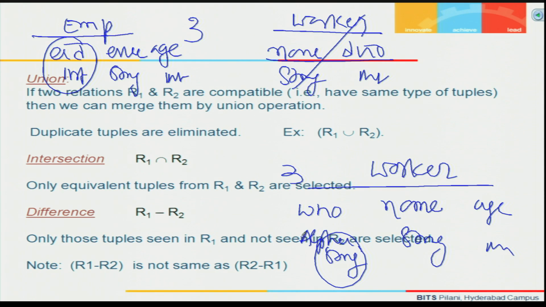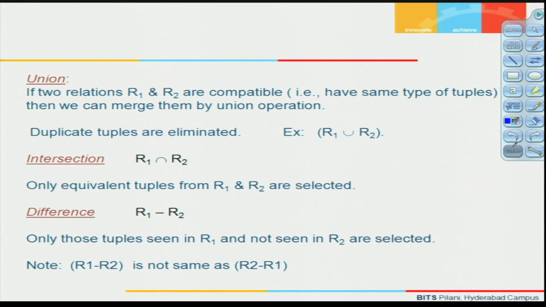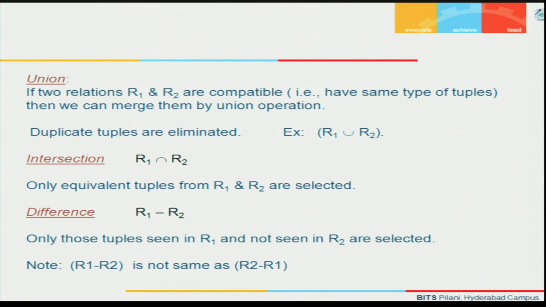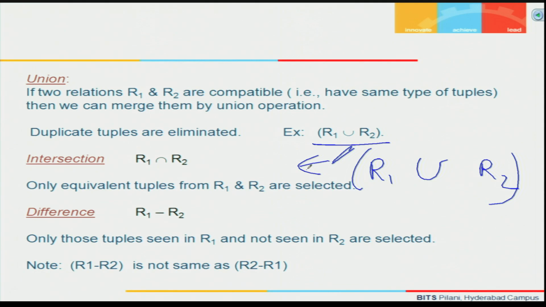And why am I able to apply these set theoretic operations? Because a relation can be seen as a set of tuples. That's why I am able to apply these set theoretic operations on the relations. Now, R1 and R2, what is the meaning? If you have a relation R1 and R2, and I apply union, suppose R1 union R2 and the result is stored in X, X will contain the tuples from both R1 as well as R2, but the duplicate tuples are automatically eliminated in this process.